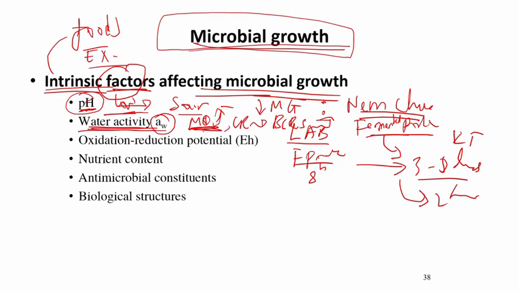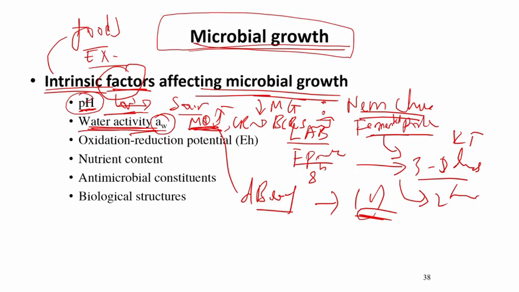Okay. For example, drying is to remove water from the food. When you remove water from the food, you make the product dry, like dry beef. It can be okay for 1 year, because water is not available anymore.